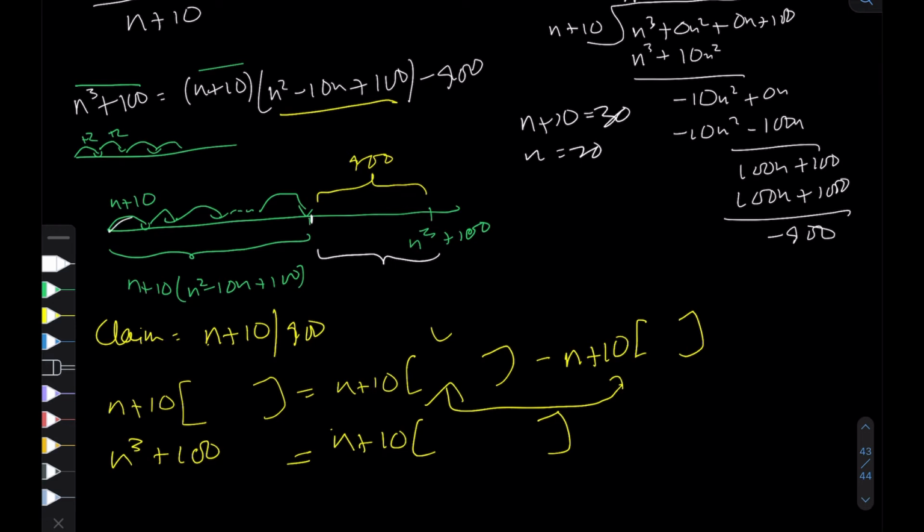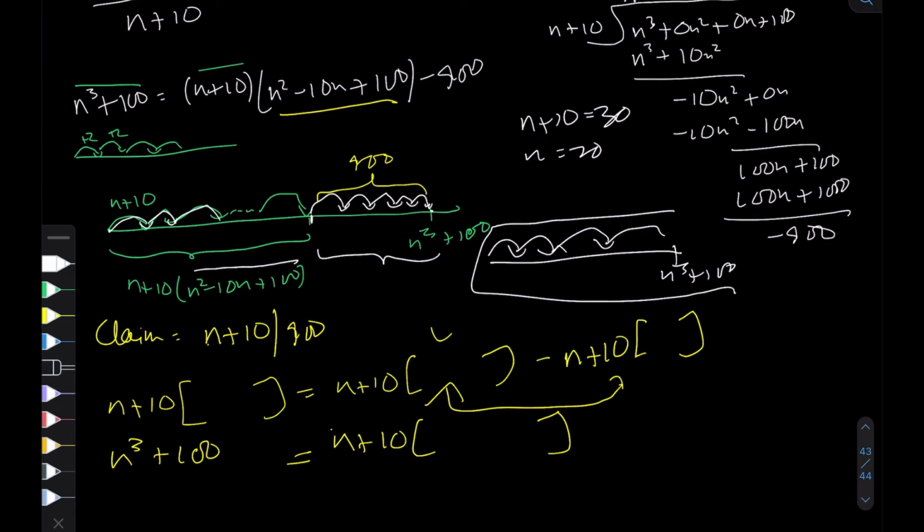Now you are making jumps of 30 and you keep making them this many times, and now you are short of 900, so you can keep on making those same jumps some 30 times and you will eventually get here. So you are constantly making jumps of n plus 10 and then you eventually reach n cube plus 100. In other words, this is a proof that n plus 10 would divide n cube plus 100.